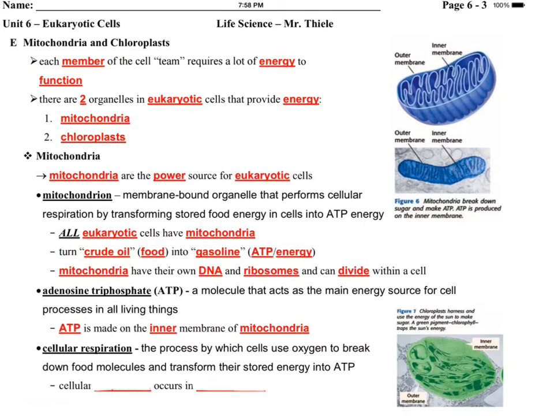Again, this process is called cellular respiration. This is a chemical process performed by the mitochondria, and it uses oxygen to break down food molecules and transforms their stored energy into ATP. This is also why we breathe, to get this oxygen into our body so we can perform cellular respiration, and that occurs within the mitochondria.